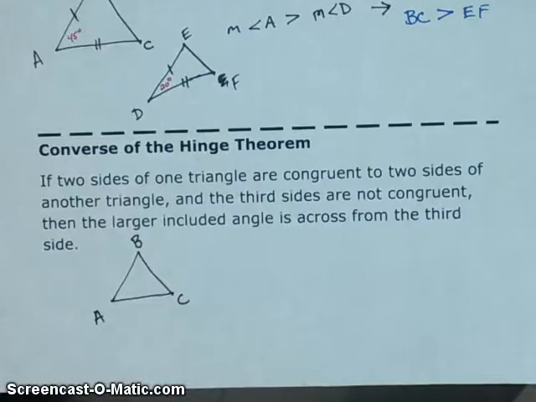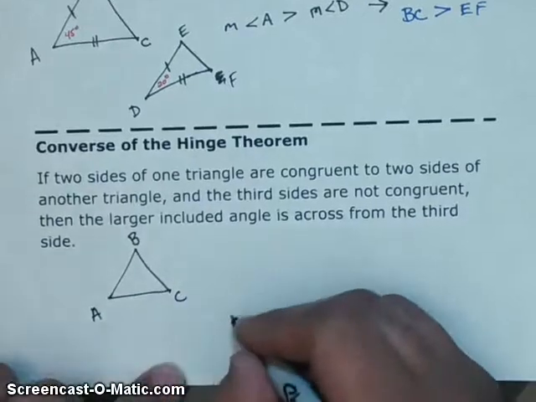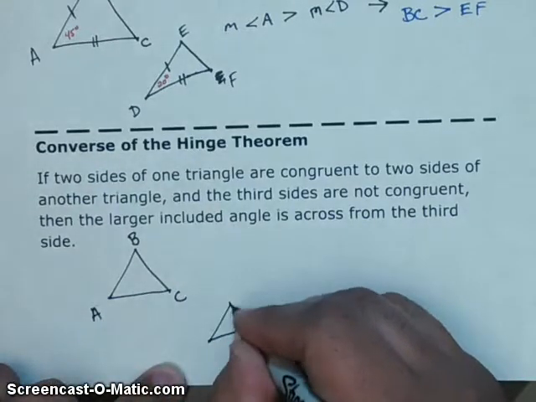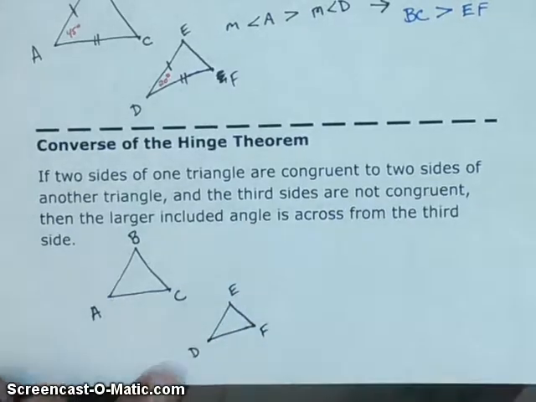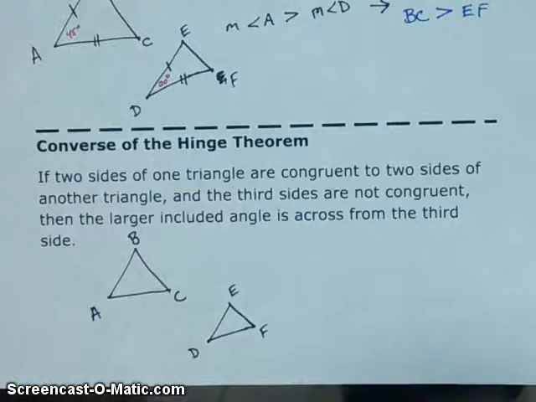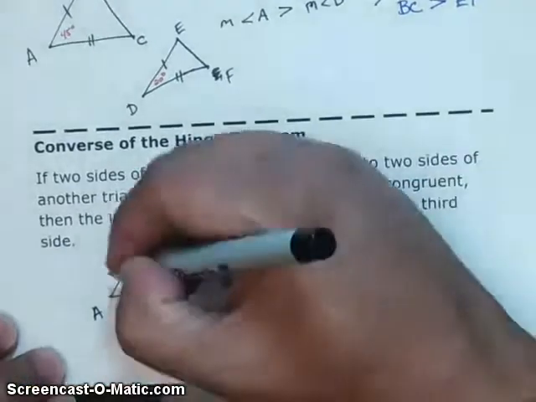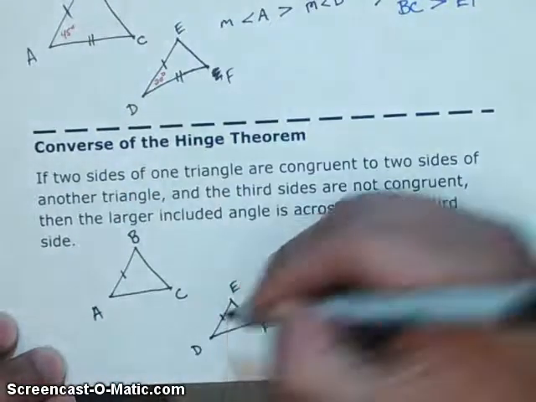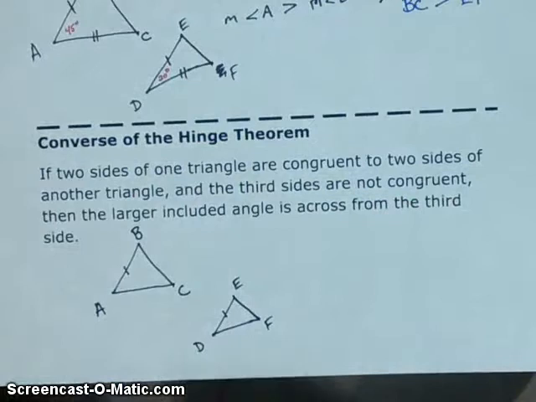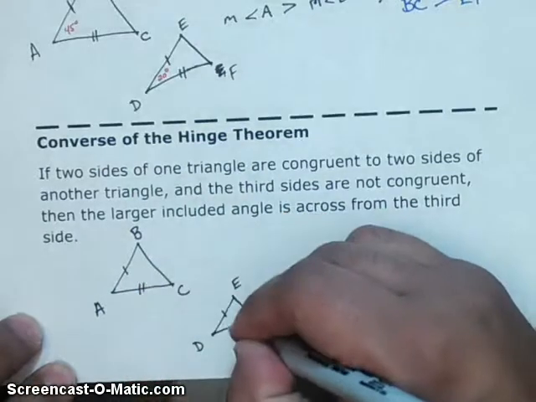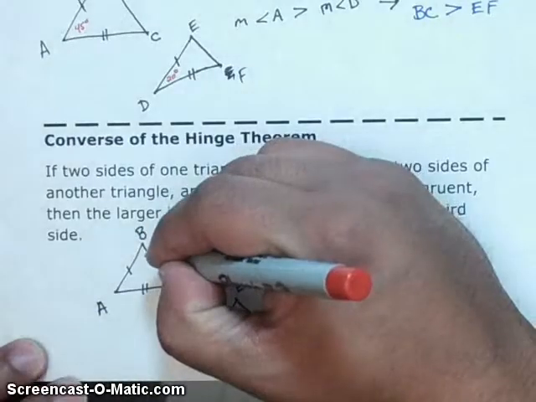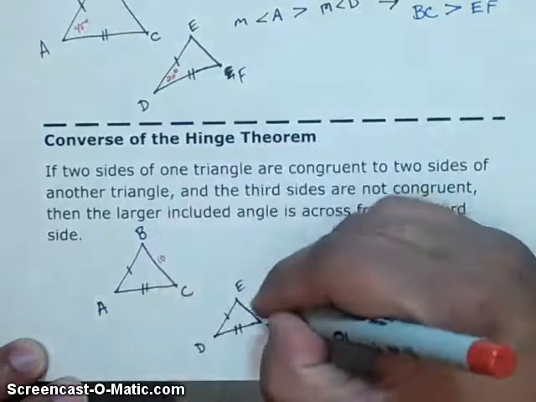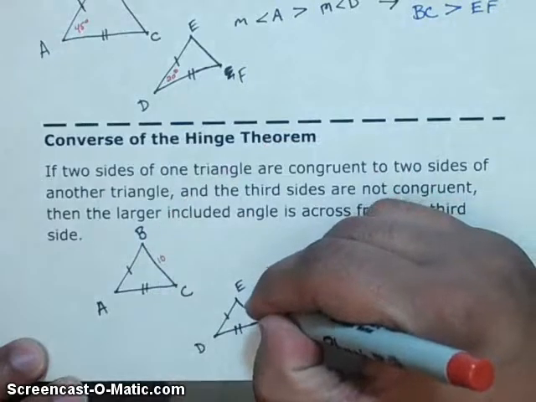I have ABC, and then I have another triangle. Okay, so same hypothesis. I know segment AB is congruent to segment DE, and I know segment AC is congruent to segment DF. This time I'm told that segment BC is bigger, so let's say that that's 10 units, and this one happens to be 4 units long.